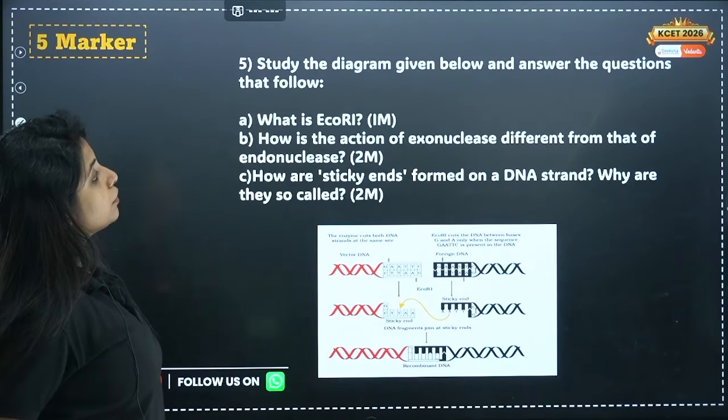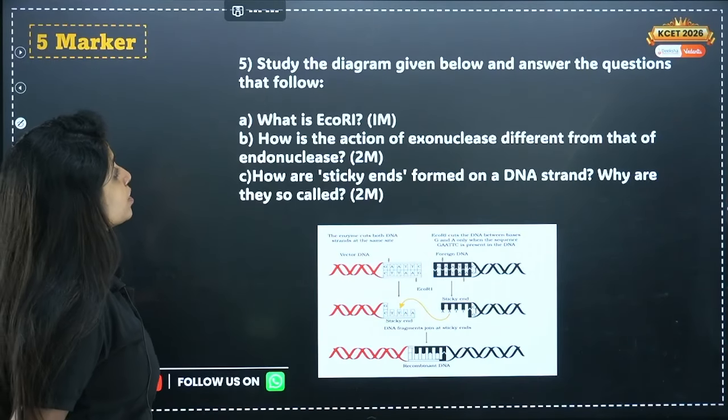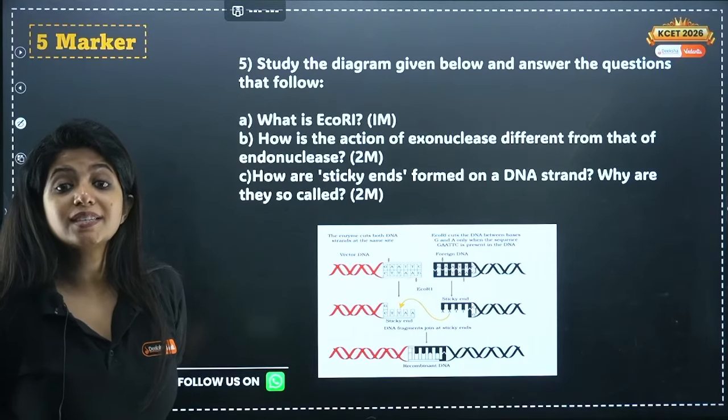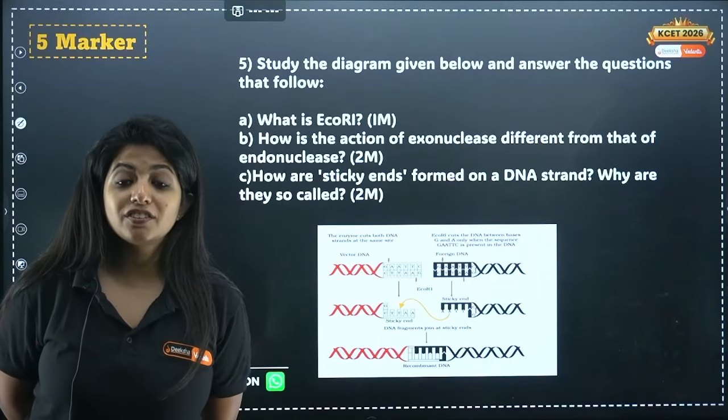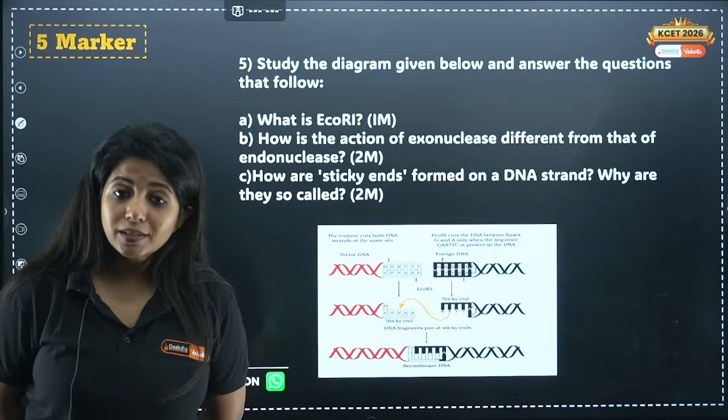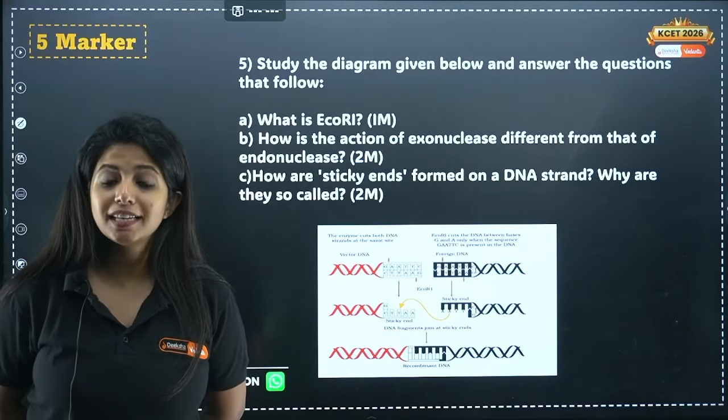Now, study the diagram given below and answer the questions that follow. What is EcoRI? EcoRI is a restriction endonuclease which cuts at the site 5' GAATTC 3'.